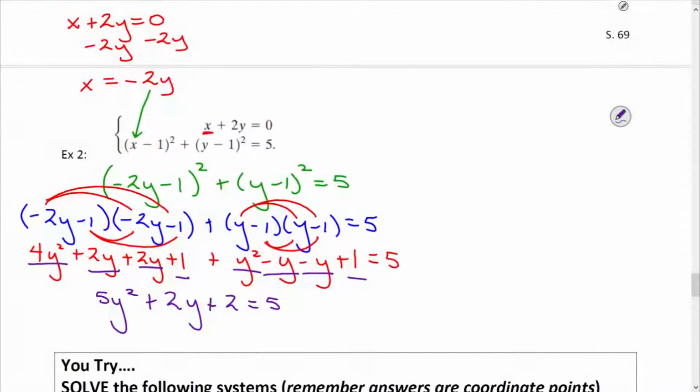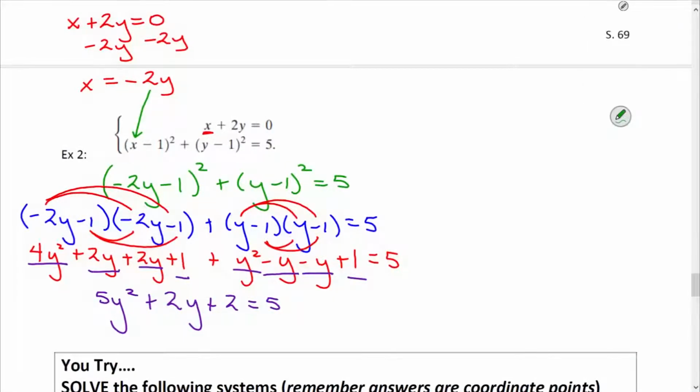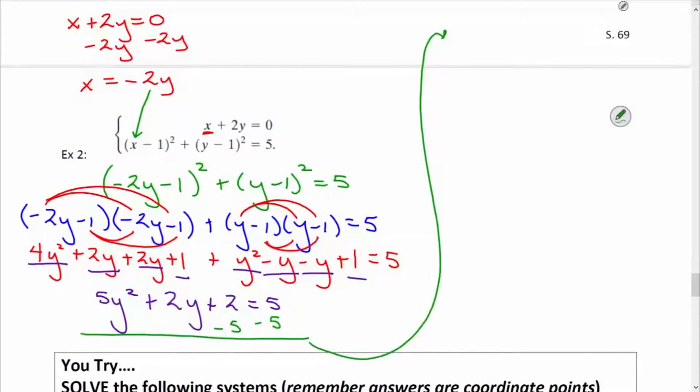Okay. Now, this is a quadratic in terms of y, and I want to get one side equal to 0. I will do that by subtracting 5 from both sides, and I'm actually going to put it up here just so I have some more space. I get 5y squared plus 2y minus 3 equals 0. So I want to factor this if I can.